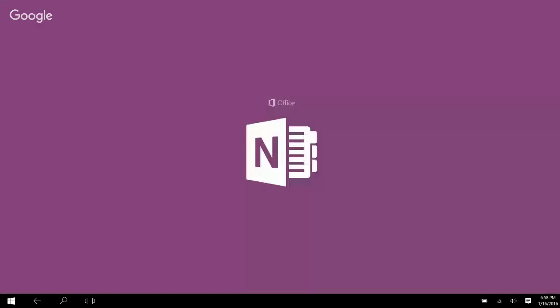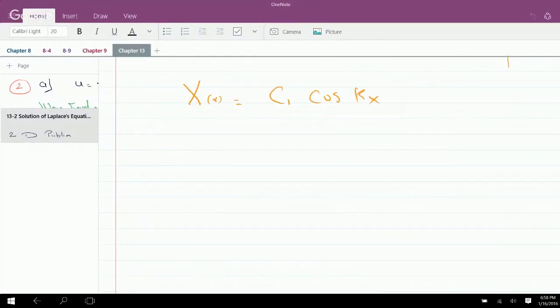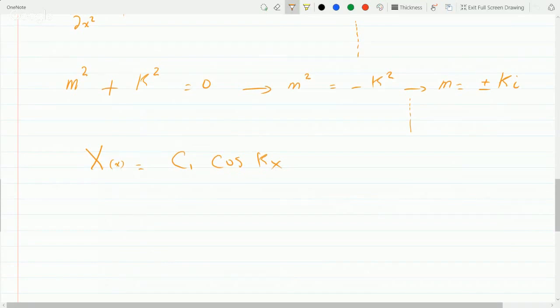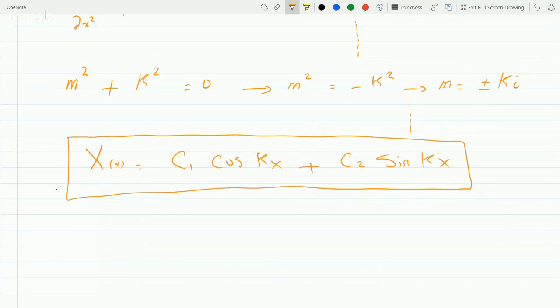So this would be the solution of the first one. Where am I? You mean the x term? Yeah, the x term, exactly. So C1 plus C2 sine kx. Okay.